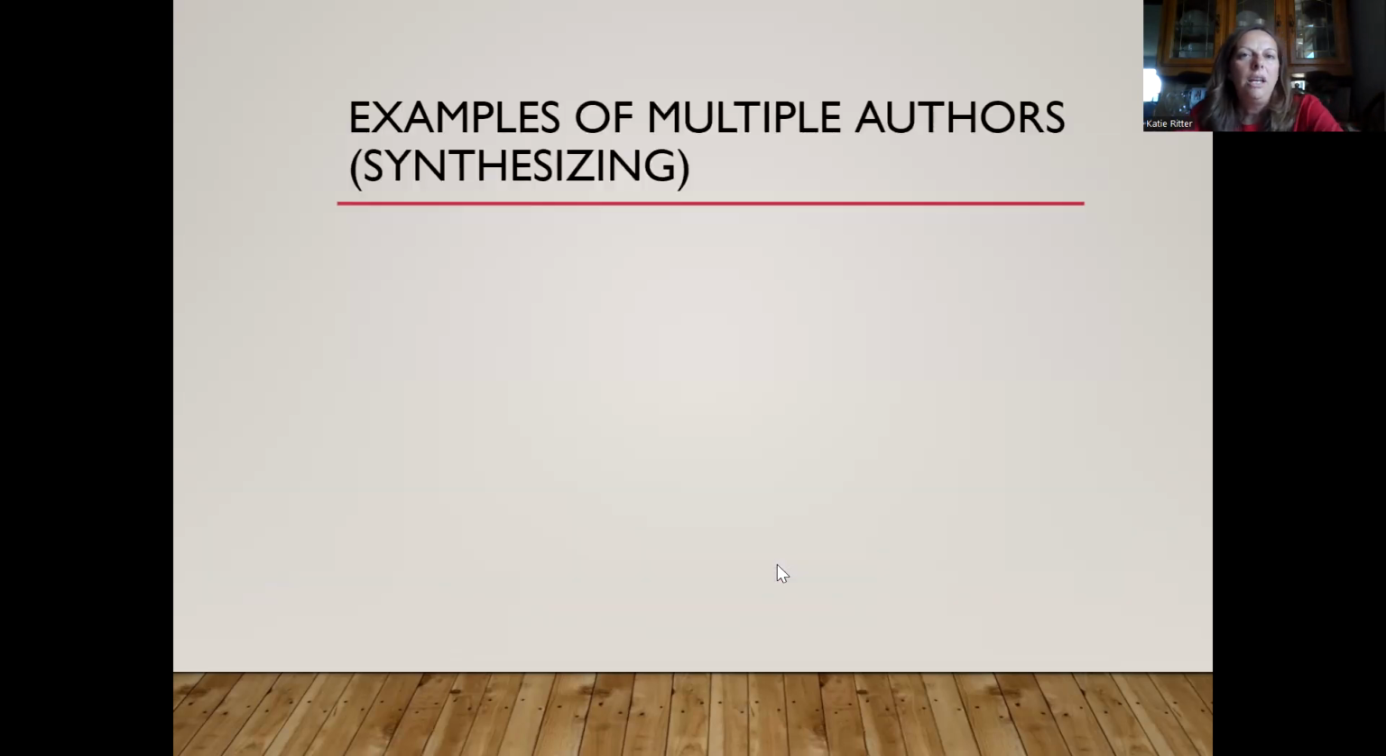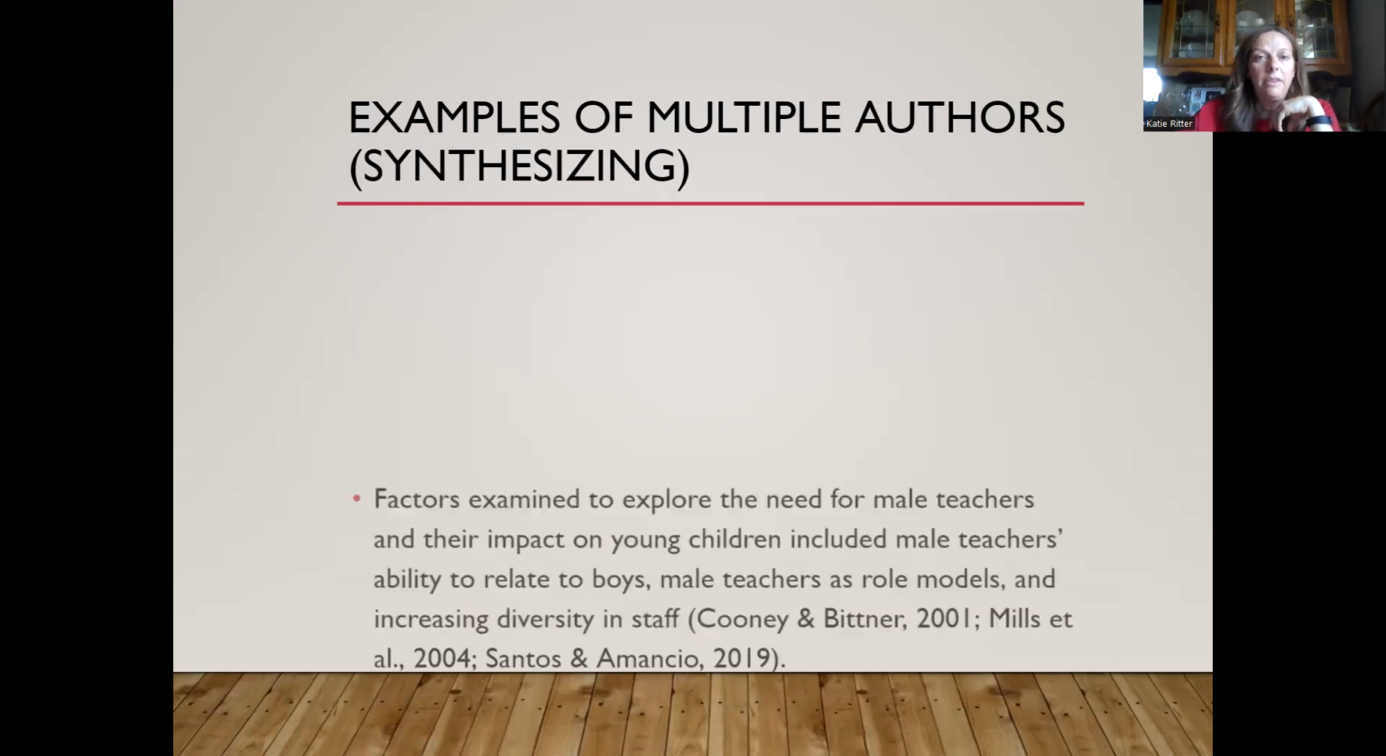Okay, so now we're going to think about how to synthesize multiple authors. Most of the time you are going to be able to find research that is pretty similar, where they're all saying the same kind of stuff. So when you do that, you are taking information from multiple researchers and synthesizing it, putting it all together. But when you do that, you still have to make sure that you are crediting those different researchers for where you got those ideas.